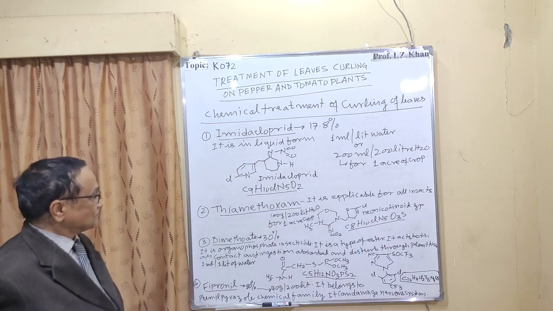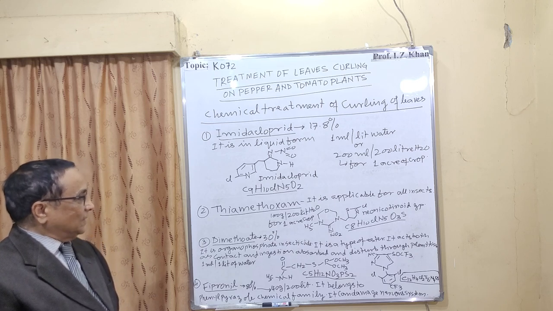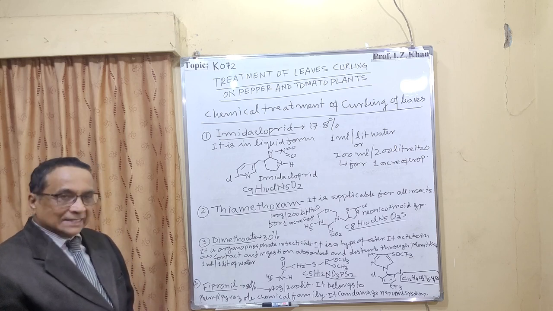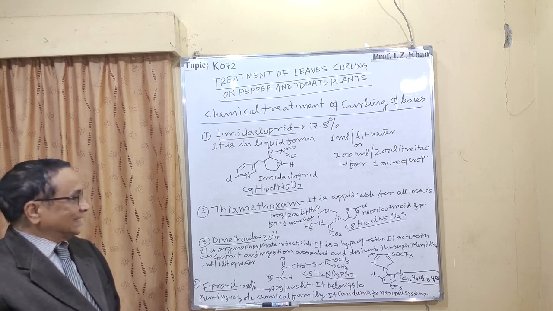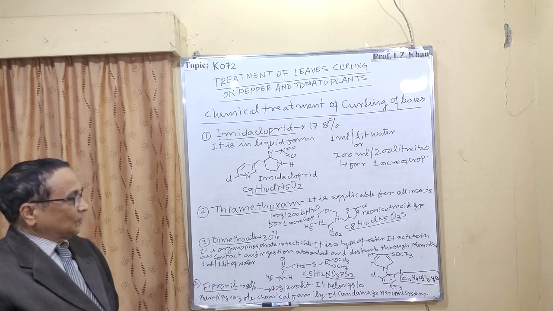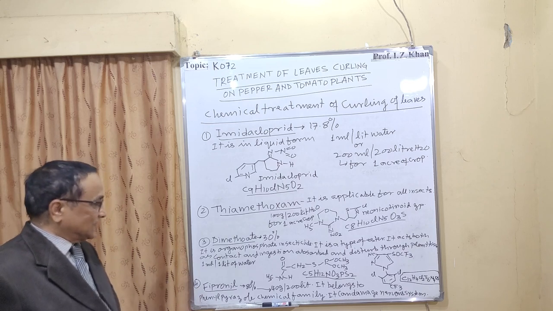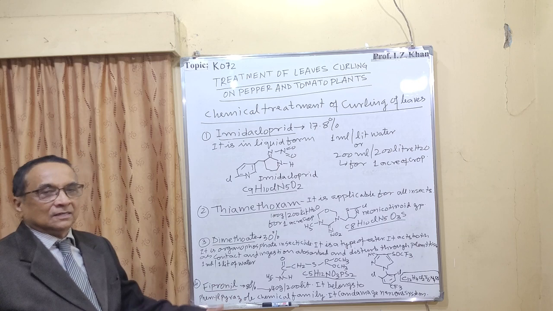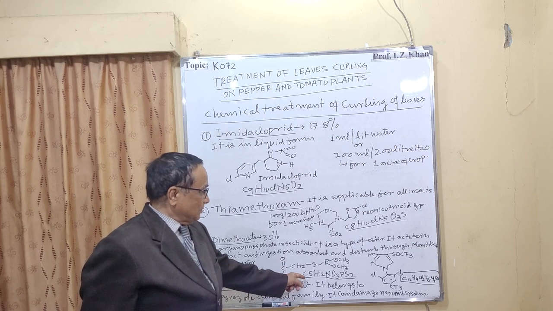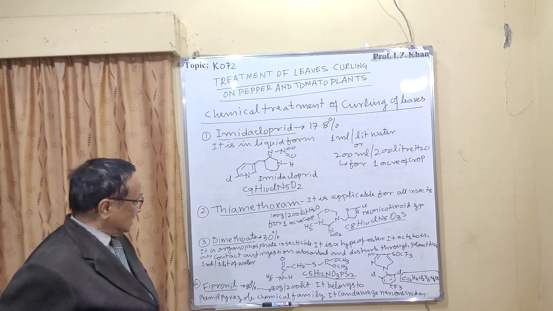Then number 3 is dimethoate, which is a type of ester, and it is available in 30% preparation, and it is an organophosphate insecticide. It acts both as contact and ingestion, absorbed and distributed throughout plant tissues, and it is used 1 ml in 1 liter of water, or if it is 200 liter of water, you have to add 200 ml of this dimethoate. And this is the structure of dimethoate, and the formula is C5H12NO3PS2.